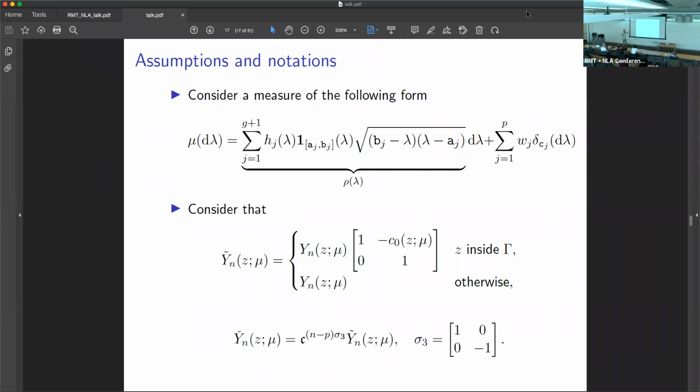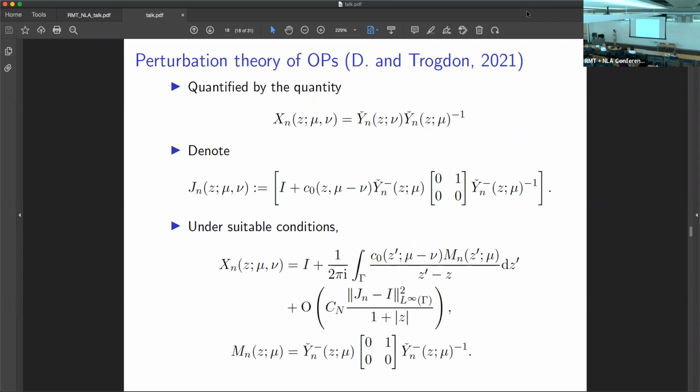You can think of these Cj's as outliers. They are just separated from the bulk of the spectrum. The main reason is that we have a spectrum model, and we can study it if we introduce this. Then, because we are interested in the closeness of two different measures, we will introduce a new quantity.